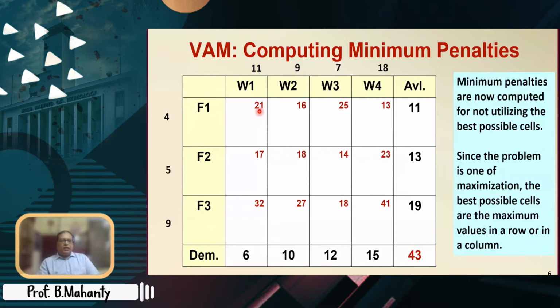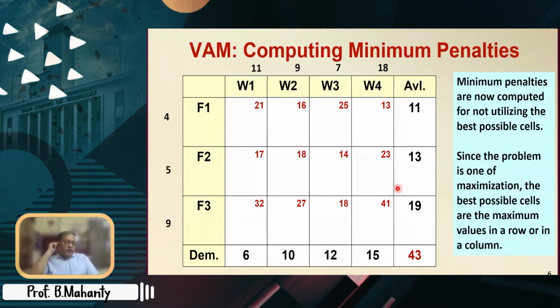As you see in the first row, best possible cell is 25. Next best is 21. So therefore the minimum penalty is 4. In the second row, the best is 23. Next best is 18. So gap is 5. Here the best is 41, next best is 32, so gap is 9. Here 32 minus 21, so 11. 27 minus 18, 9. 25 minus 18, 7. And 41 minus 23, 18.